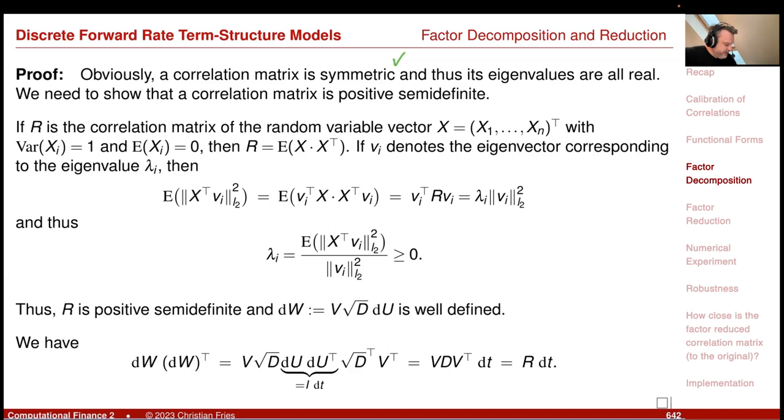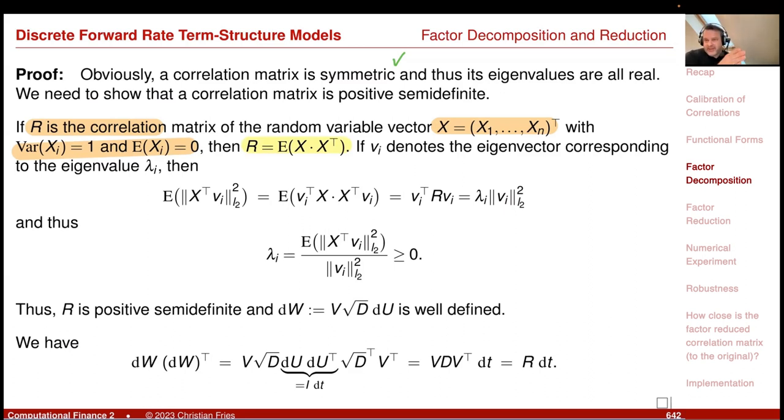So if R is a correlation matrix, say for example, from some random vector X, X1 to Xn, where all entries have variance 1 and expectation 0, then R is the definition of the covariance matrix, which, because the variance is equal to 1, is equal to the correlation matrix. So then R is just the expectation of X times X transpose. X is a column vector.